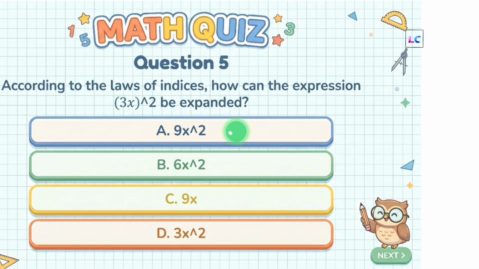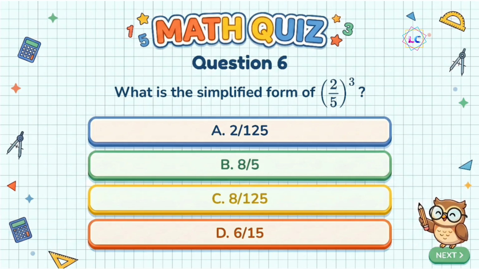Click Next. Question 6. What is the simplified form of 2 by 5 whole power 3? The right answer is option C, 8 by 125.